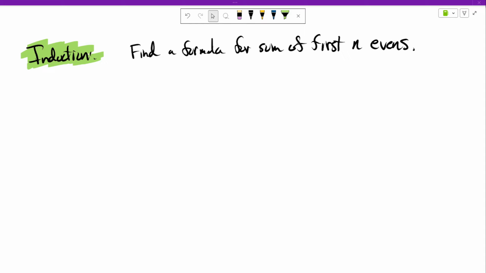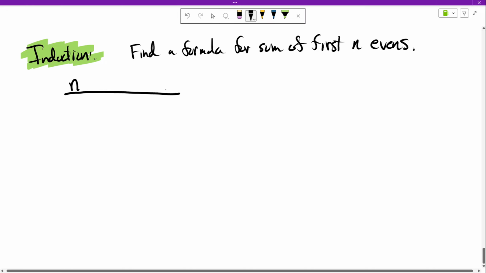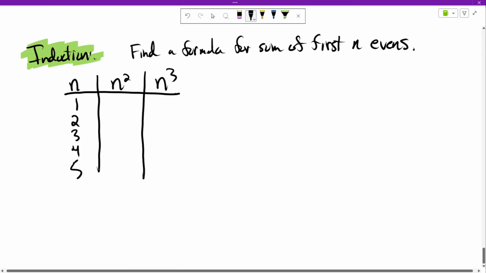So let's first try to figure out some patterns, maybe not patterns, but some information about growth rates. If we were to make a table that had n's, n squareds, and n cubes, we could write out the first, let's do, I don't know, the first 5 natural numbers. And if we write out the squares, we should get 1, 4, 9, 16, 25. And if we write out the cubes, we should get 1, 8, 27, 64, 125.